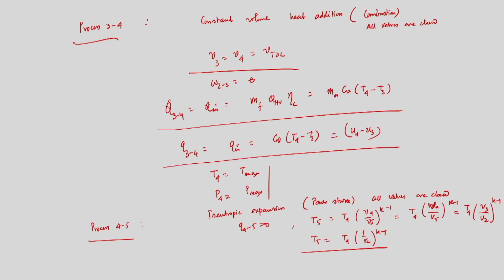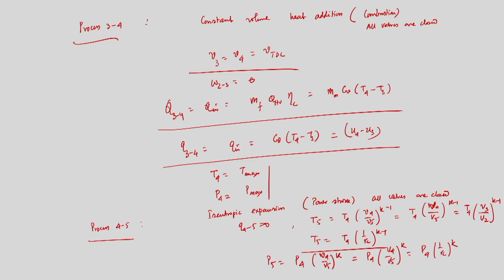Now, what is P5? P5 is equal to P4 into V4 by V5 to the power k. So, V4 by V5 is equal to, as I said, 1 by RC. So, P4 by 1 by RC to the power k. So, these are the pressure and temperature at the end of the expansion stroke, that is the power stroke. No heat interaction, isentropic process we are considering, we are taking assumptions, but the pressure and temperature we are calculating using the ideal gas relationship. So, we have obtained pressure and temperature at the end of the expansion stroke, fine.